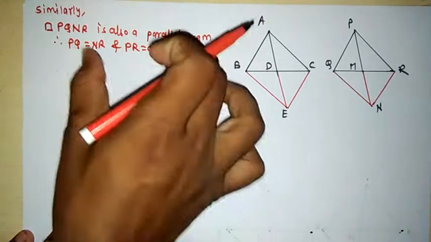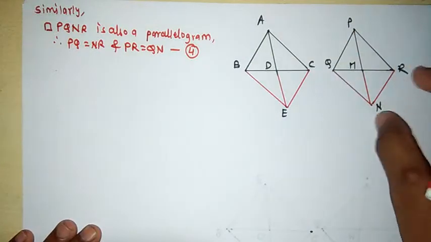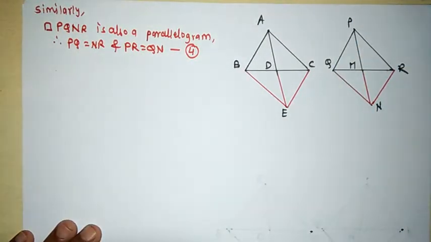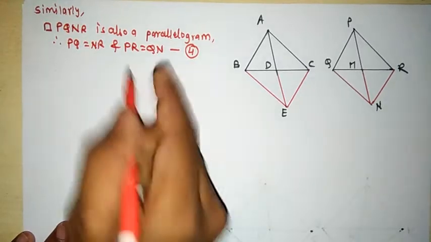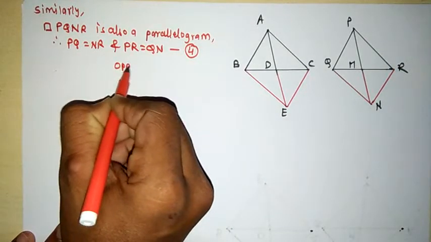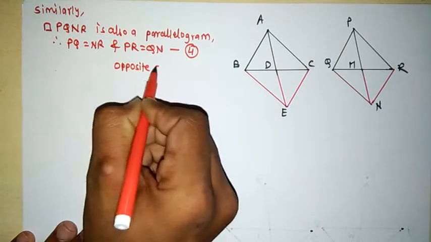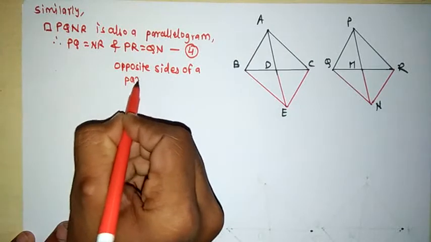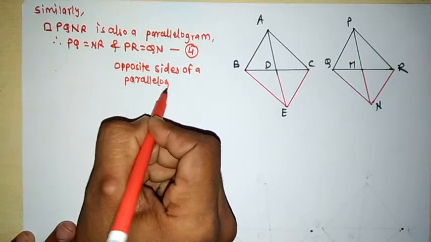And what is the reason for this? PQ is equal to NR, and PR is equal to QN. You have to write the reason. That is, opposite sides of a parallelogram are equal.